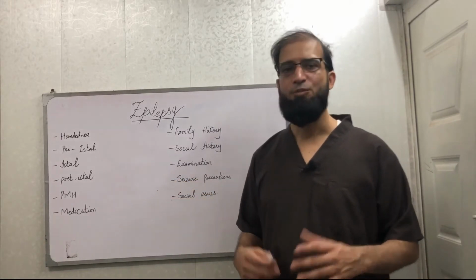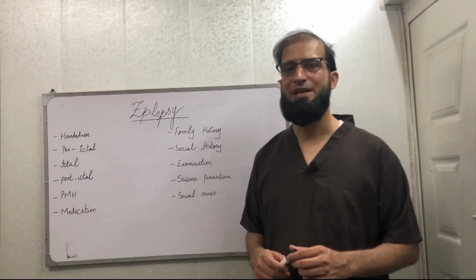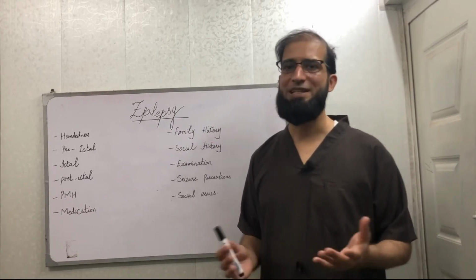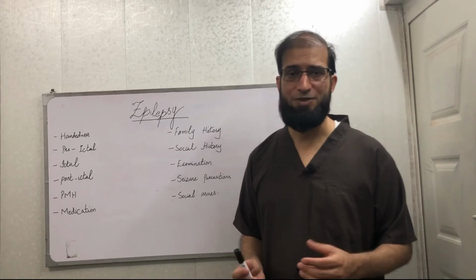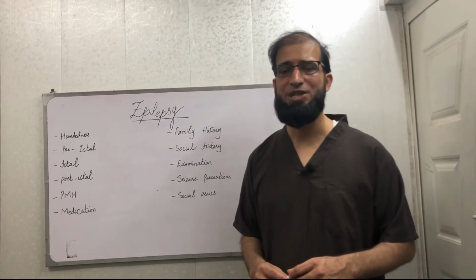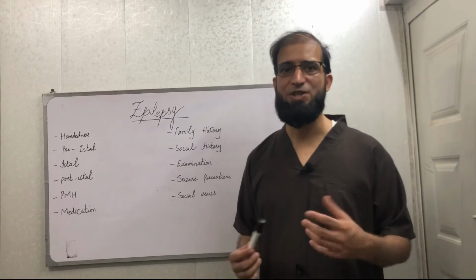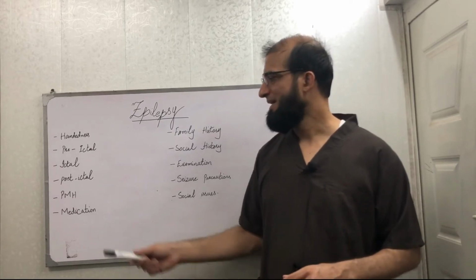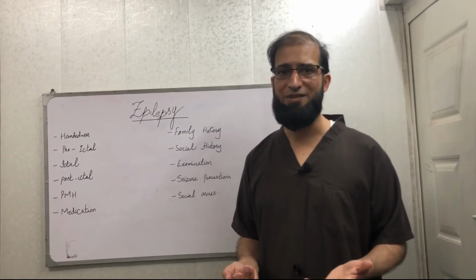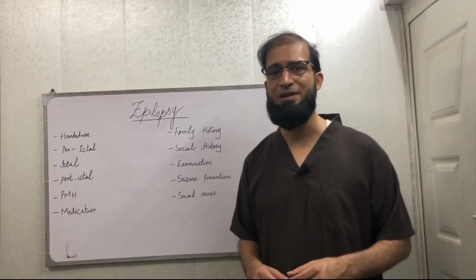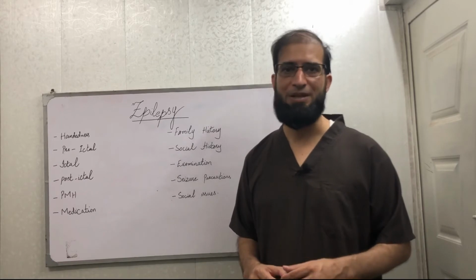And then, more importantly, what we need to ask is about the past medical history. Is there any history of head injury, any stroke in the past or hemorrhage, or any other reason which can give rise to localization-related epilepsy? The next part is medication. If the patient is already a known case of spells or epilepsy, he may already have been on some medication.